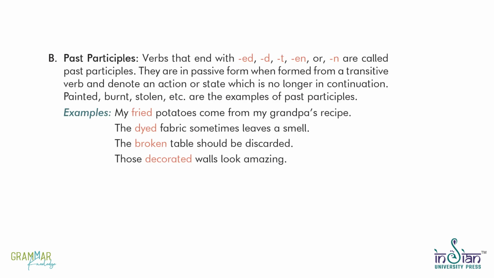B. Past participles. Verbs that end with ed, d, t, en, or n are called past participles. They are in passive form when formed from a transitive verb and denote an action or state which is no longer in continuation. Painted, burnt, stolen, etc. are the examples of past participles.